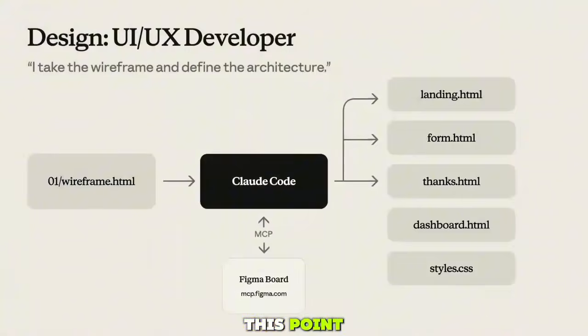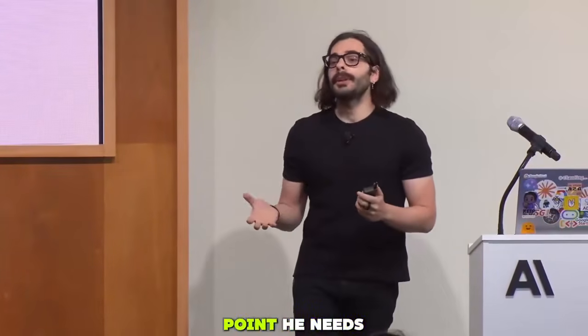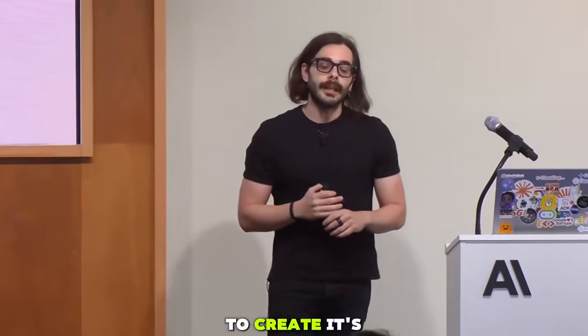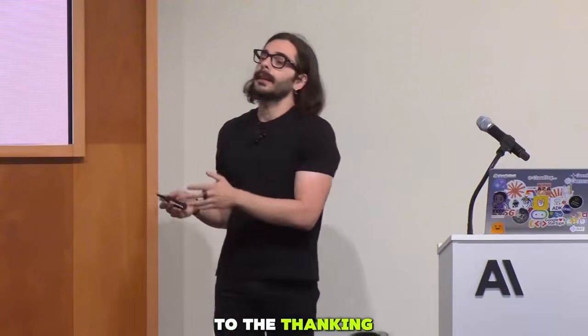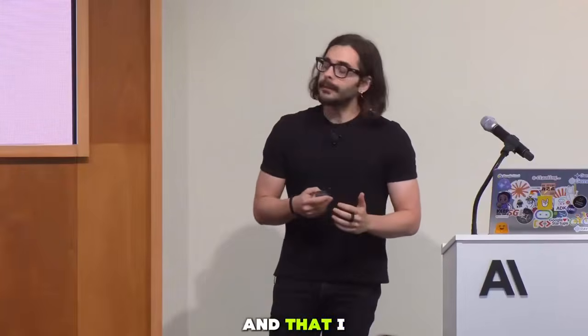Okay, so at this point, the PM creates a prototype and passes this prototype to the UI/UX developer. And at this point, he needs to implement a more solid interface in order to use it in production. So in this particular use case, what we want to create is at least 3 pages, from the landing to the thank-you message page, and a dashboard that will allow me to show you in real time what can be the feedback that I will receive from the room.